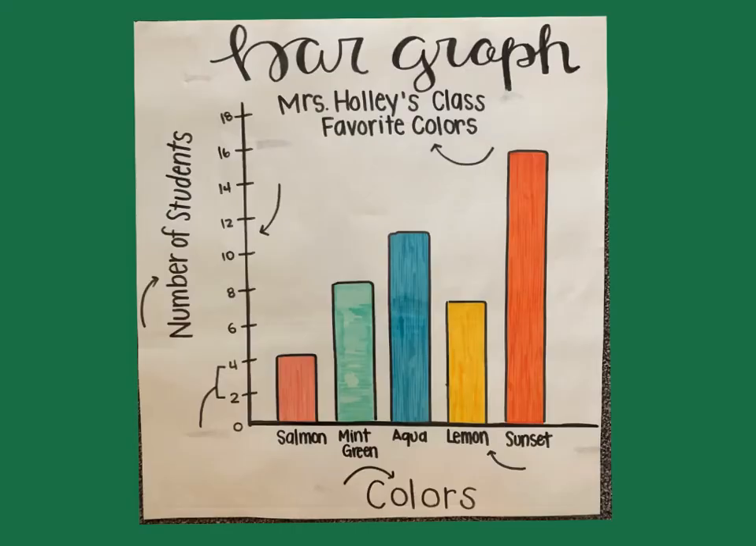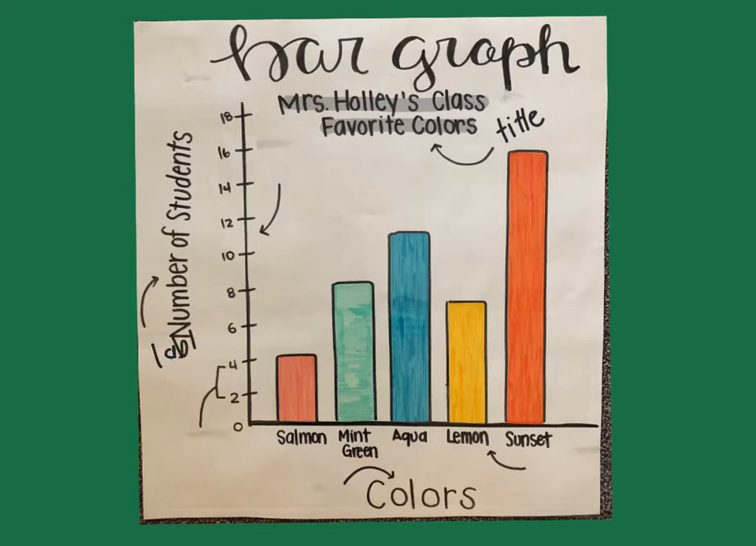Bar graphs have to have certain things to make sure that people know what they're talking about and what they're showing them. The first thing that a good bar graph should always have is a title. The title tells you what the bar graph is about, and when you guys are creating a bar graph, it's very important that you include a title. Our bar graph is about Mrs. Holly's class favorite colors.